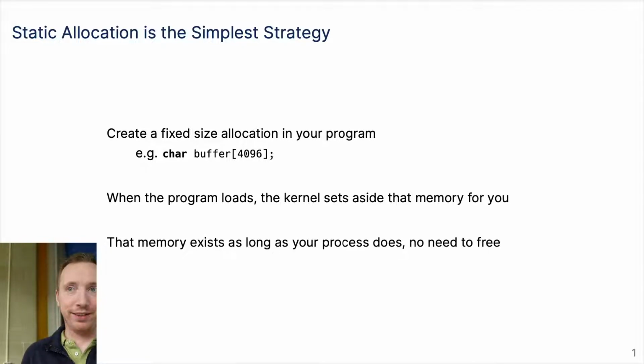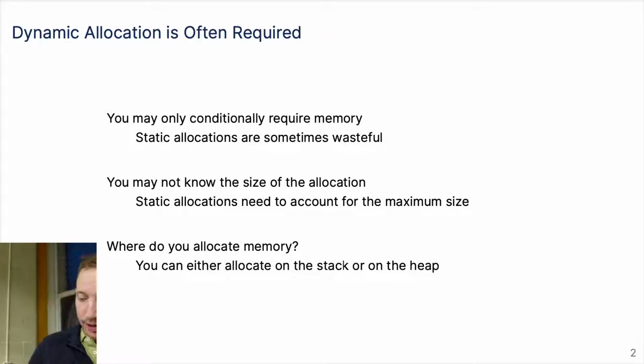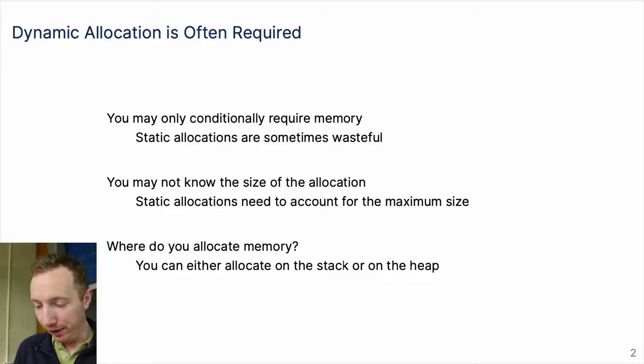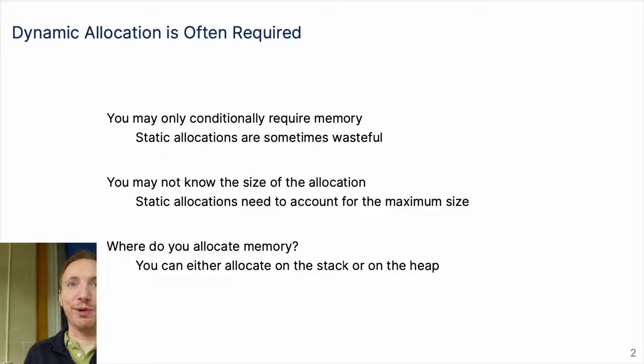So this is static allocation. It exists as long as your program exists, nice and easy, and you don't even have to remember to free. But often you need dynamic allocation. You may only conditionally require memory. Static allocations can sometimes be wasteful. You don't always know how much memory you need ahead of time, and while you're running, things could change. Even if you're programming a game, you could say, well, at most there'll be 100 characters on the screen, so I have a global variable that can hold up to 100 characters. But then after 100 characters, you don't have any more memory, so you can't really do anything at that point.